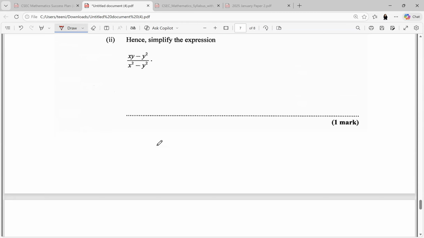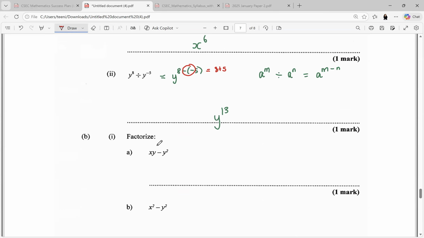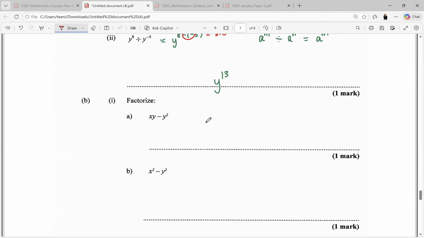All right. And the last few questions here, I want to finish them, guys. Factorize xy minus y squared. Anybody, give it a shot. What's the common factor here between xy and y squared? Y. That's right. So we will have y on the outside. What's going to go in the brackets? X take away y. Perfect. y times x will be xy and y times negative y will be negative y squared.